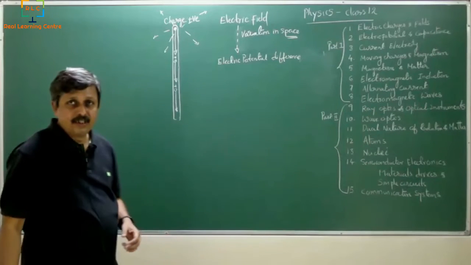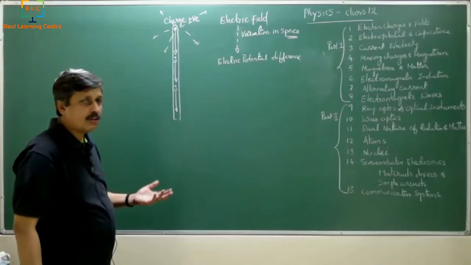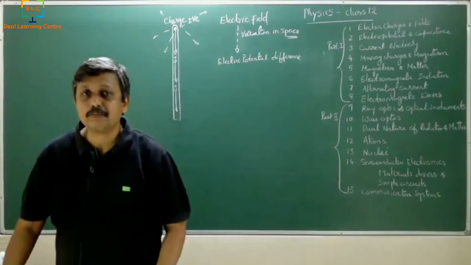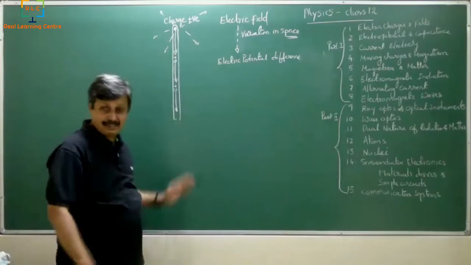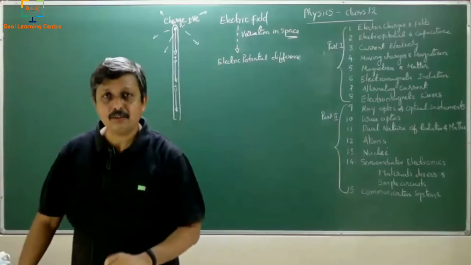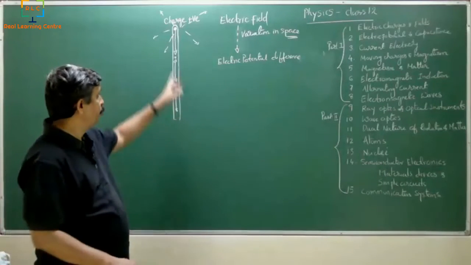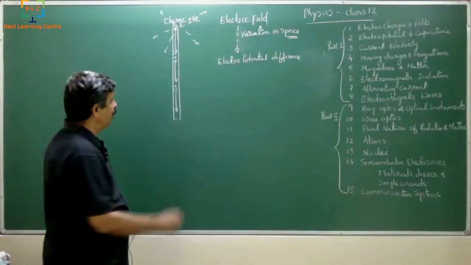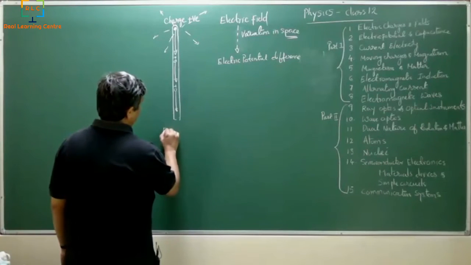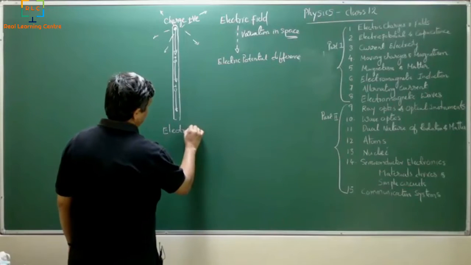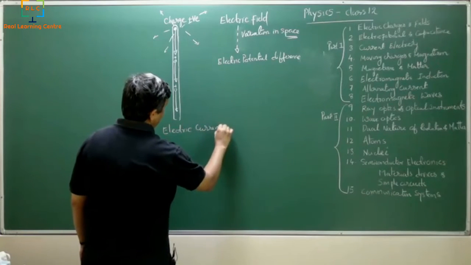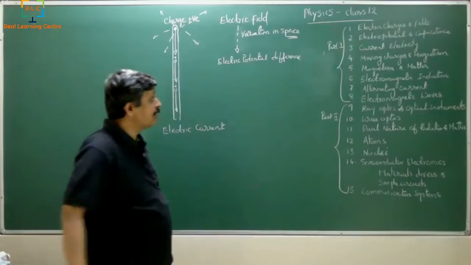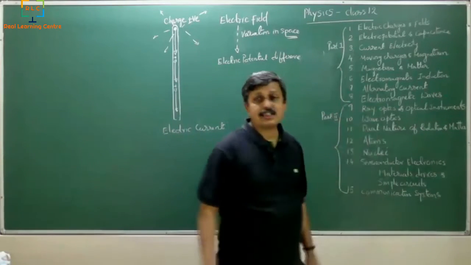So if electrons move from here to here, we give a conventional concept of current going from here to here. These are all strange things, but don't worry about that now. Assume that positive charges are moving, and those positive charges' movement constitutes what we call electric current. And we will study this electric current in the third chapter.